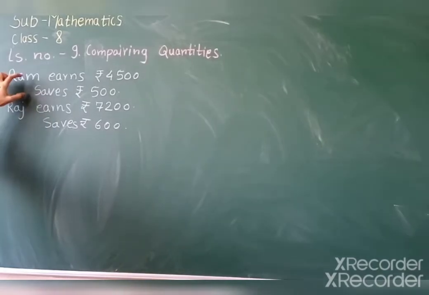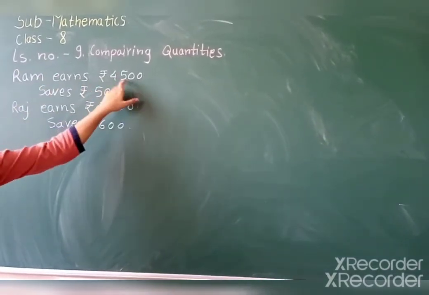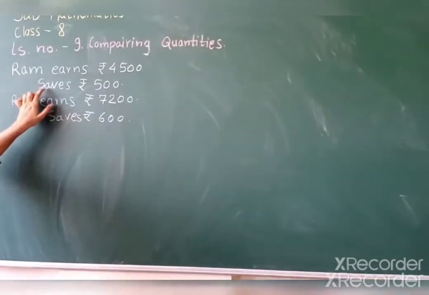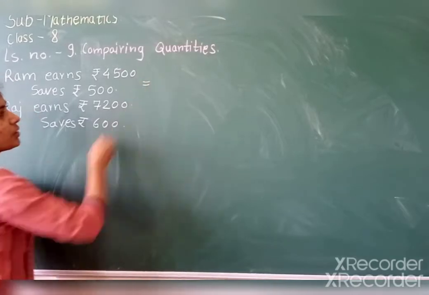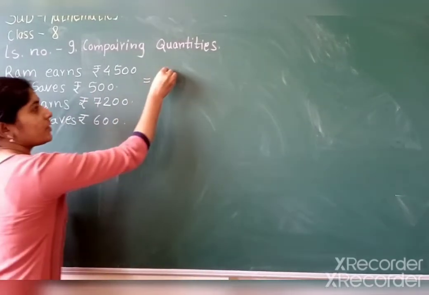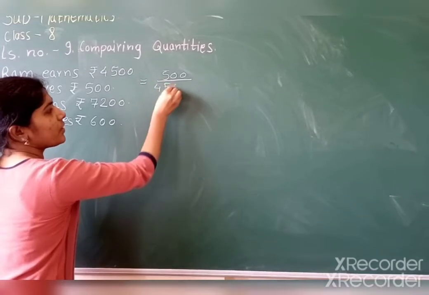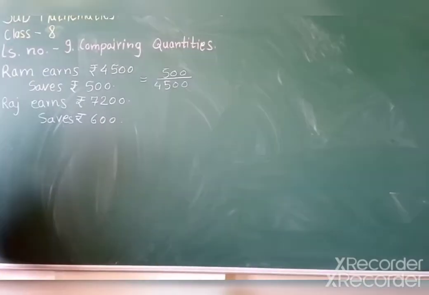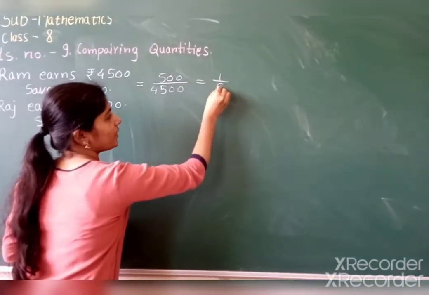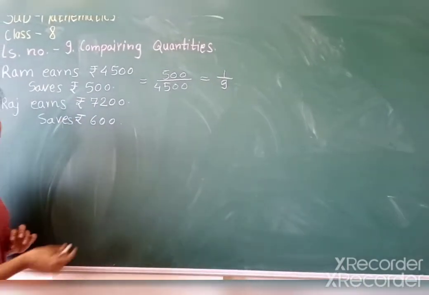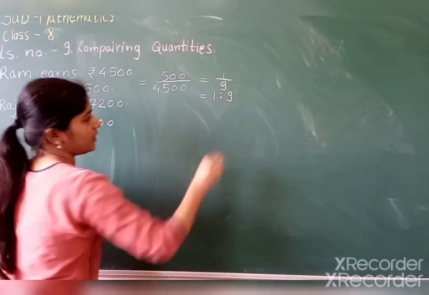So first of all, let's take the example of Ram. Ram earns rupees 4,500 and he saves rupees 500. So for this we have to find out a ratio. 500 out of 4,500. If we find its simplest format, then we get 1 by 9. And this 1 by 9 we can write as a ratio, that is 1:9.